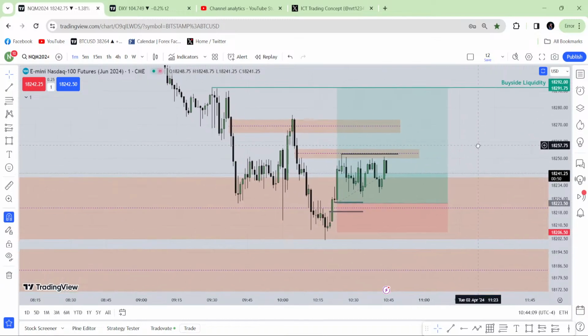Who can trade in this type of situation? Anyone here who can trade in this type of situation? Just raise your hand if you feel confident to trade in this type of situation, brother.